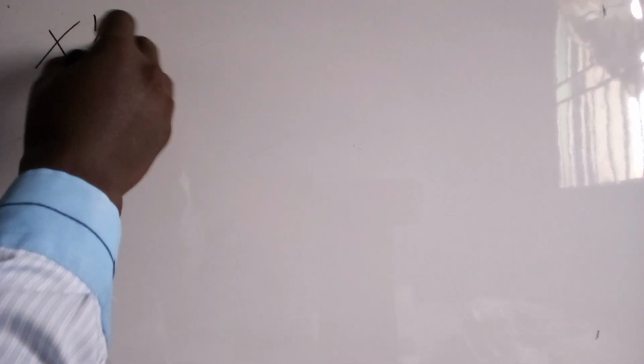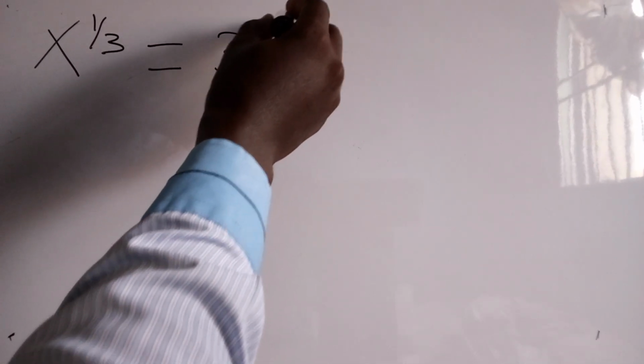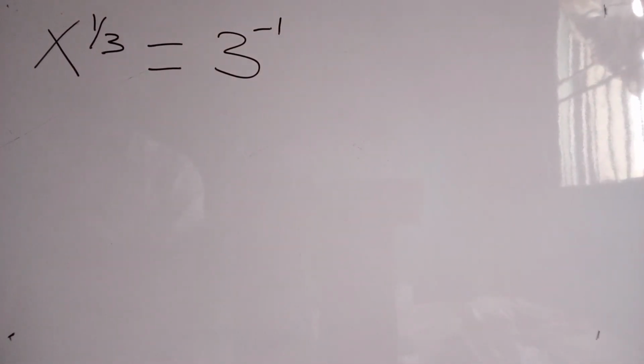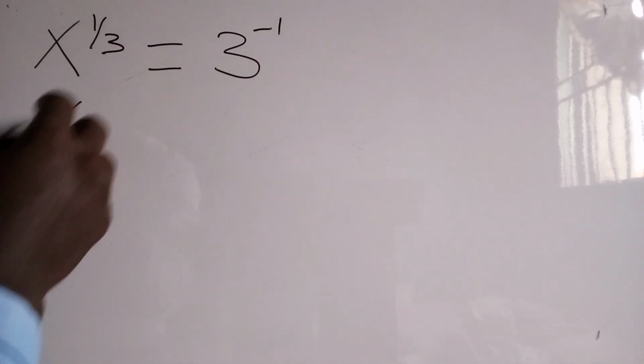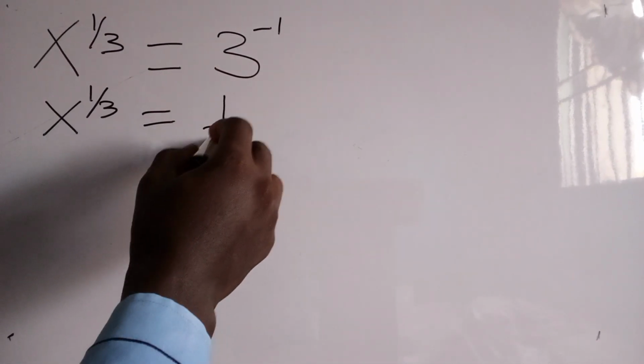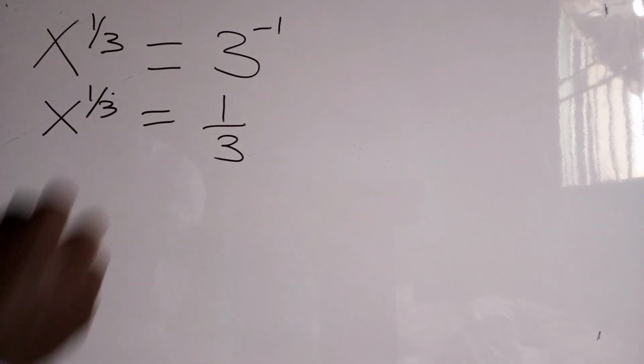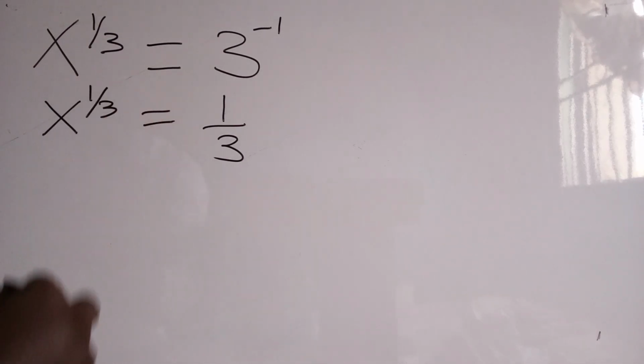Let's see another problem under the same factorization. Let's say x raised to power 1 over 3 equals 3 raised to power negative 1. How are we going to go about this? This can also be written as x raised to power 1 over 3 equals 1 all over 3. So what are we going to do to eliminate this? We multiply both sides by the power of 3.